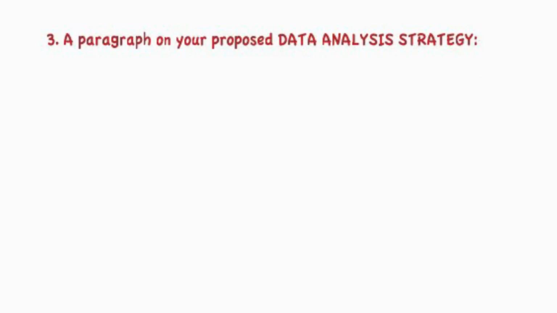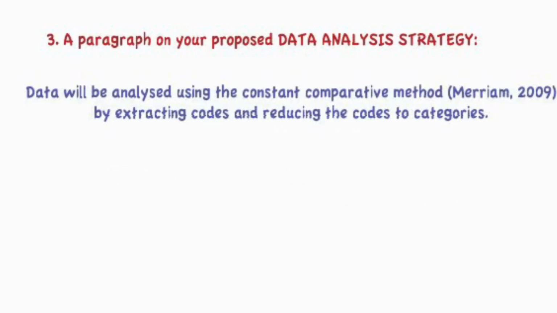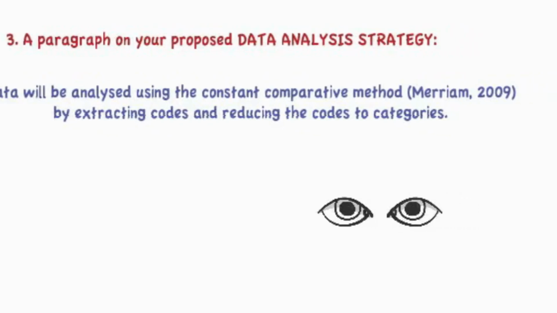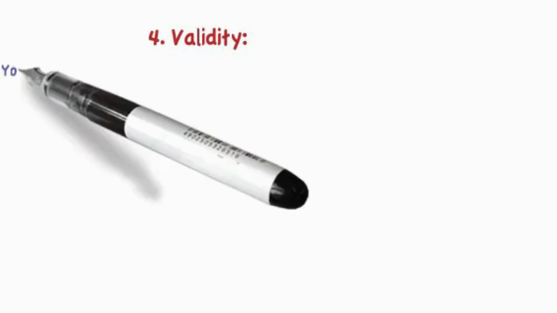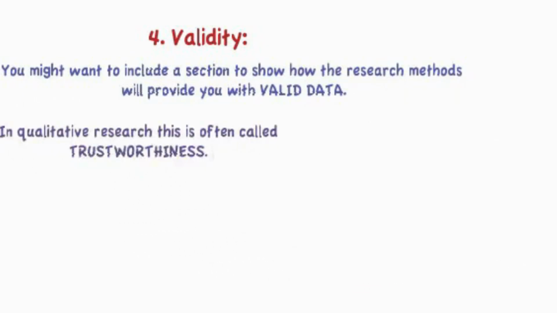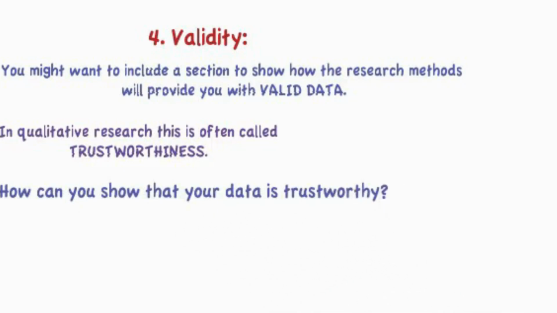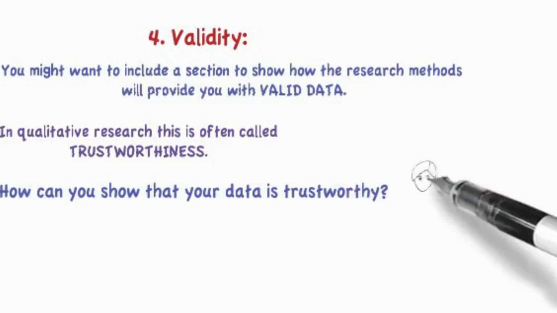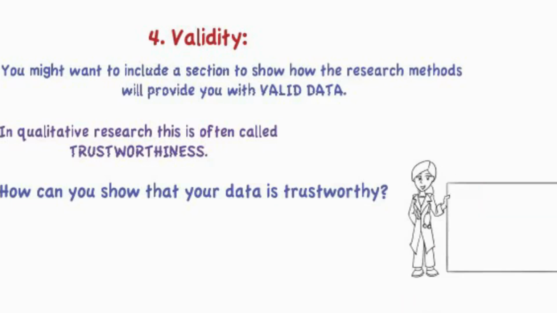The research design, you would include a section on the data analysis strategy, and here you would use sources to help convince your reader of your argument that you're making, that this is the most useful data analysis strategy. In qualitative research, this is often called trustworthiness. So how can you show that your data is trustworthy? So an example here might be member checking. So for example, if you interviewed participants, typed up the transcripts, took the transcripts back to your participants, they okayed them, that's called member checking. So that ensures that your data is valid.